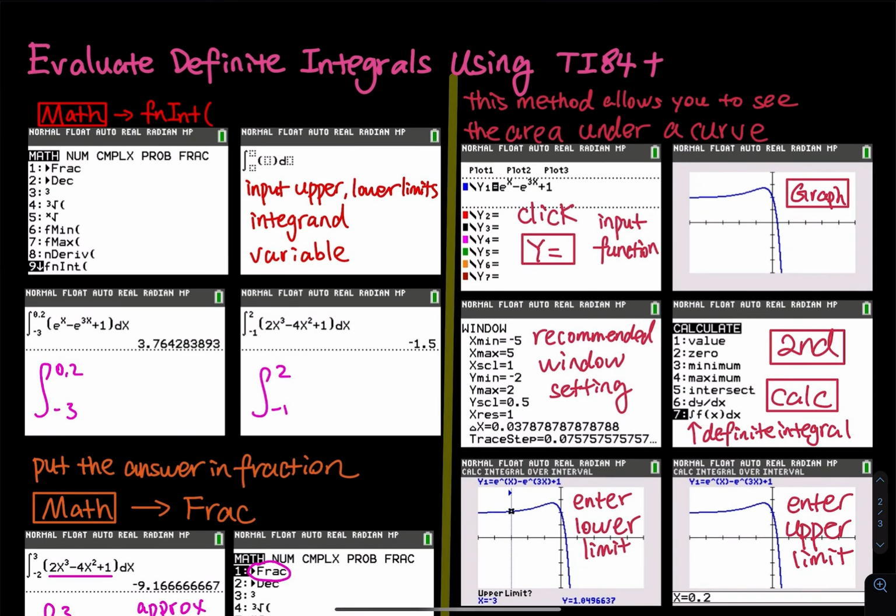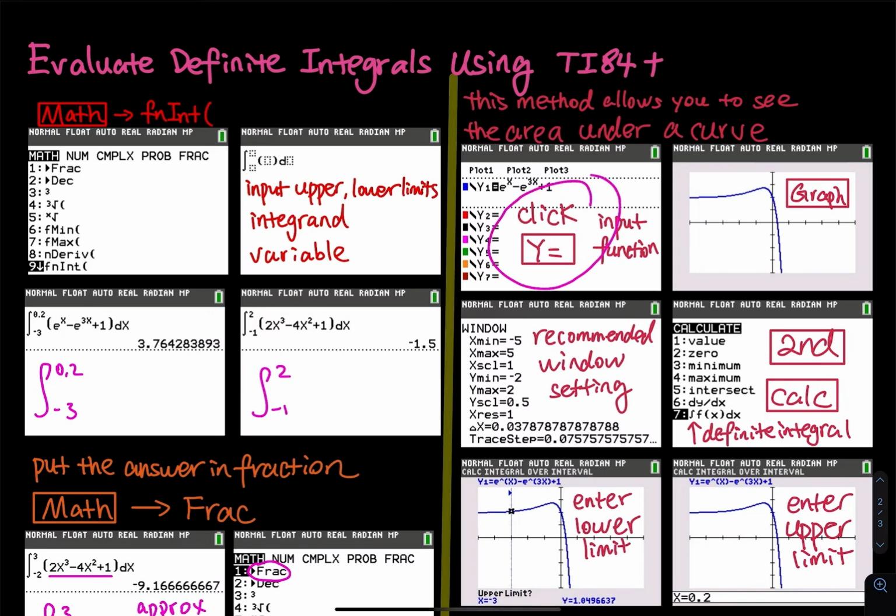So let me go back up all the way to the top. This method allows you to see the area under the curve. You still get the same thing, but if you want to see the area under the curve, then this method is better. And then the first thing that you will have to do is click the y equal. So you have to click the right y equal.